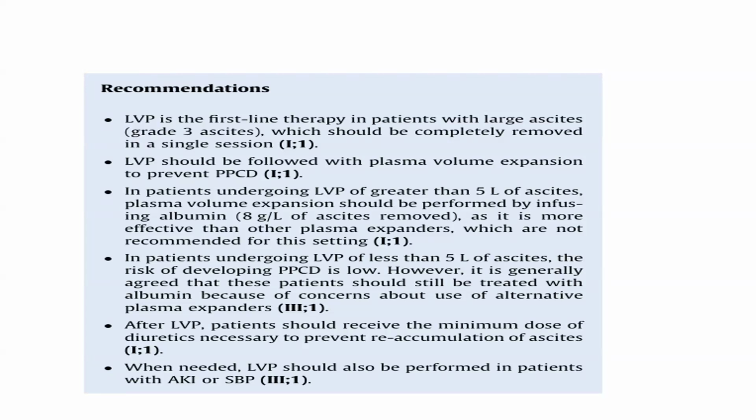For patients with large volume paracentesis of greater than 5 liters of ascites, plasma volume expansion should be performed with albumin. If the ascitic volume is less than 5 liters, the risk of circulatory dysfunction is low, but it is still advisable to administer albumin because of concern about the use of alternative plasma expanders. After large volume paracentesis, patients should receive the minimum dose of diuretic necessary to prevent reaccumulation of ascites. When needed, LVP should be performed in patients with AKI or SP.